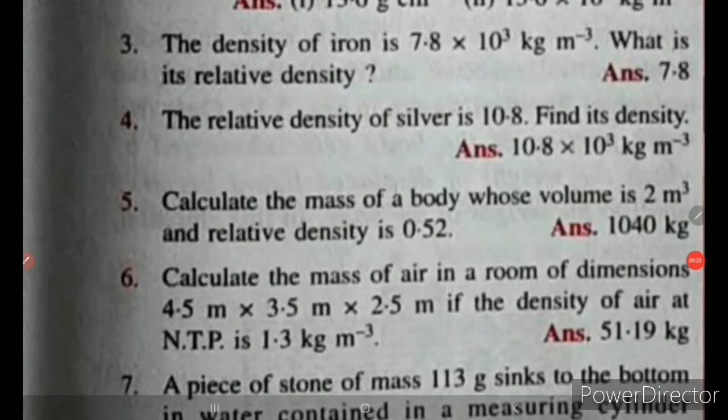Coming to the next question, which is question number 3. Question number 3 reads as: the density of iron is 7.8 multiplied by 10 to the power 3 kilogram per meter cube. What is its relative density? In the number before, we just converted the relative density into the SI unit. Now we are doing the reverse thing. So let us go to its solution.